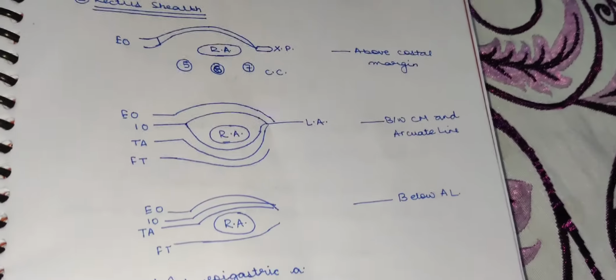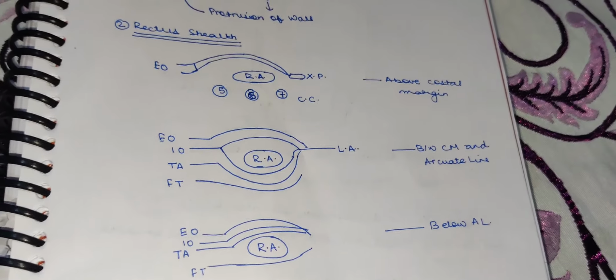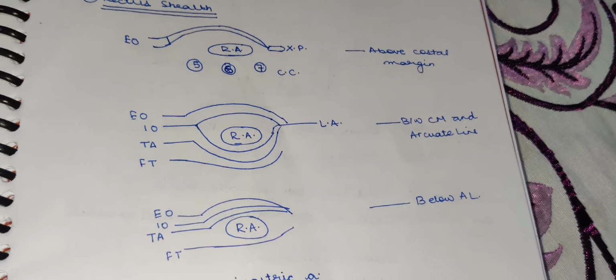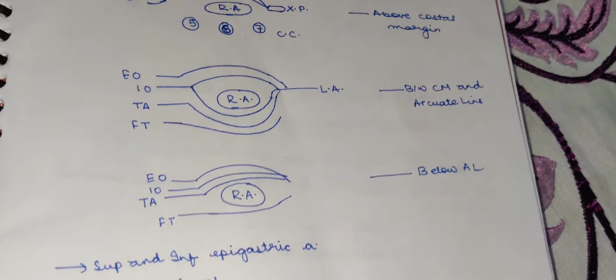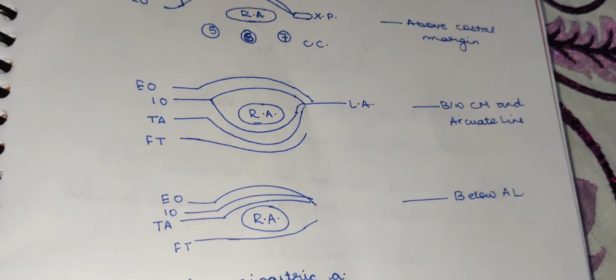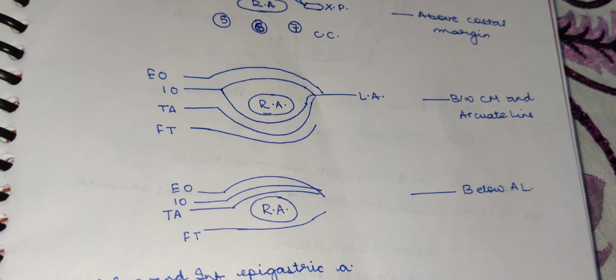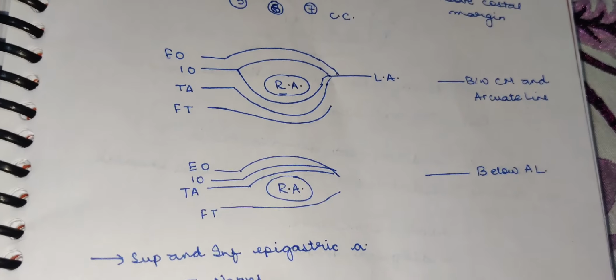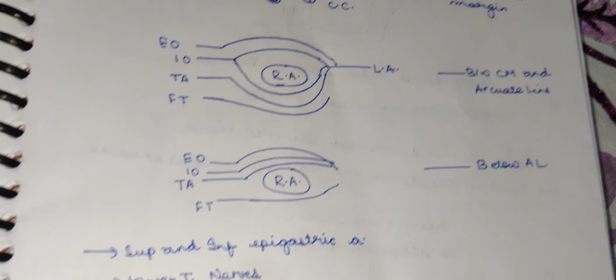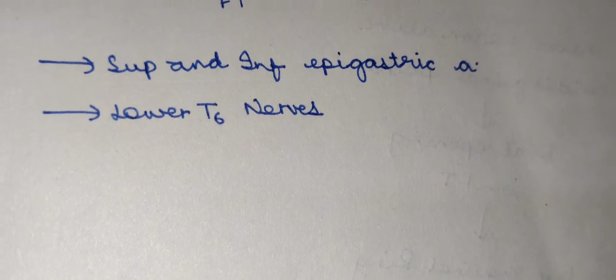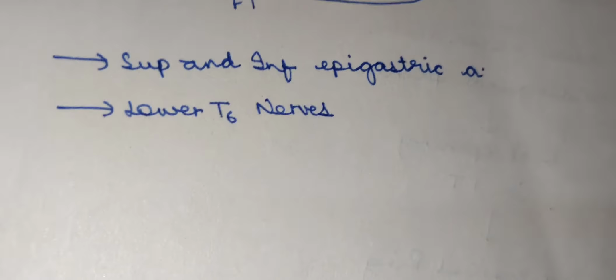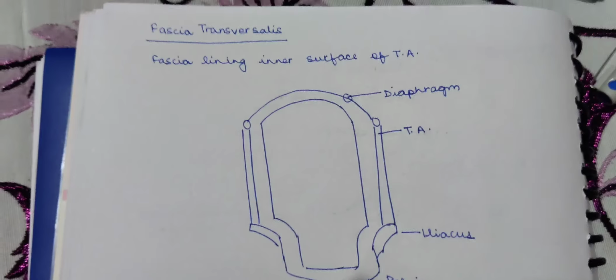The rectus sheath is the layers above the rectus abdominis muscle. Above the costal margin, anteriorly it's only the external oblique. Between the costal margin and the arcuate line, we have the external oblique and the internal oblique. And below the arcuate line, we have all the 3 muscles. And what lies within this rectus sheath are the superior and inferior epigastric arteries and the lower 6 thoracic nerves.